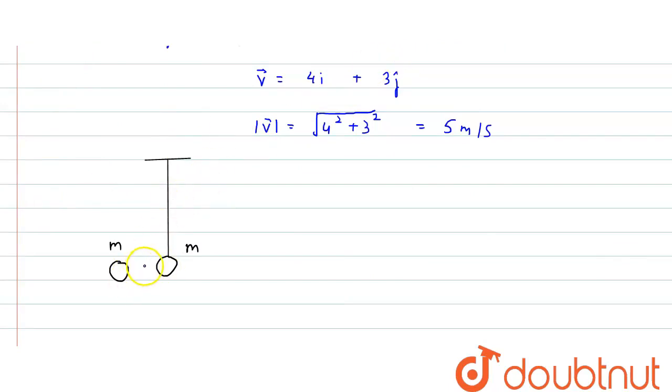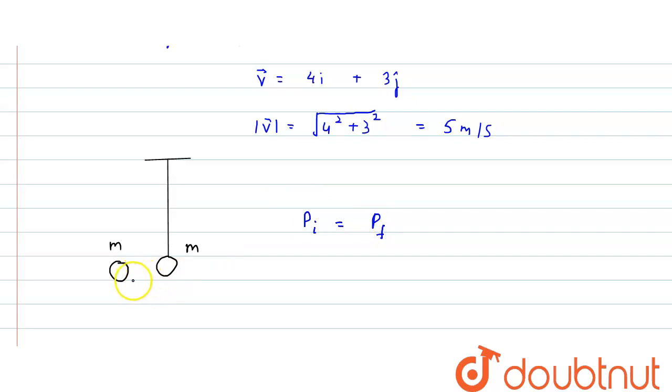Now if we apply conservation of momentum in the xy plane, why? Because there is no force acting in the xy plane. The force is acting along the z axis, and that velocity we have not considered. So we can say that our initial momentum would be equal to our final momentum.